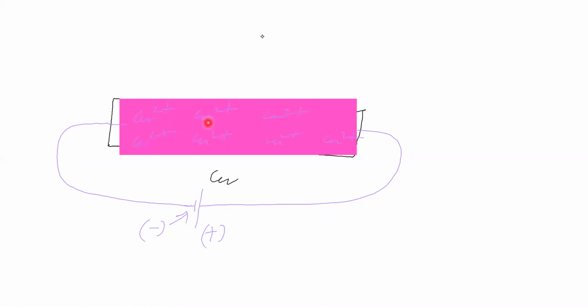Due to that, what happens to the movement of the electron? Is this metal providing any resistance for the flow of electrons from the negative plate to the positive plate?